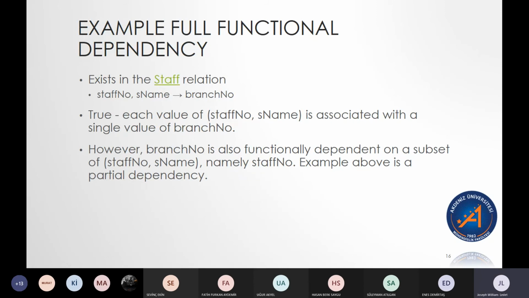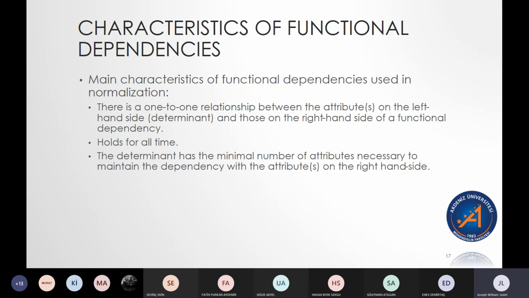Some characteristics we want to make sure we have here. We want to make sure that there is a one-to-one relationship between the left-hand side, the determinant, the thing that determines the other value, and those on the right-hand side. Any time a value appears in A, the same value appears in B. We want to know that it holds for all time, so it's not something that can change over time.